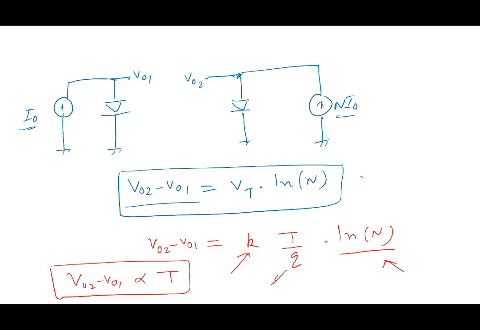Obviously the 0.7 volt model doesn't make any sense here. If I apply 0.7, then you'll say V02 minus V01 is 0. Doesn't make any sense here. But in this case, it's directly proportional to temperature, and that's the basis on which many people make thermometers using this particular principle. All right, so that's some things about the diode.